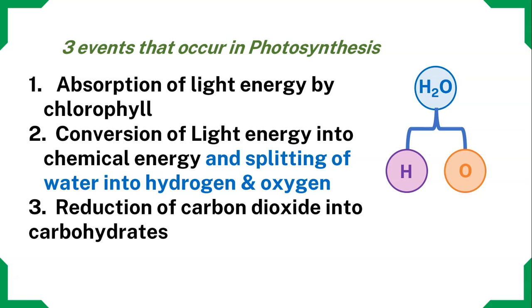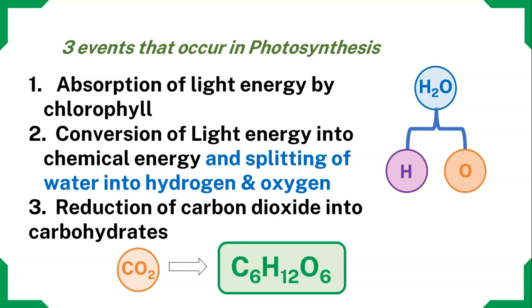The third event that occurs in photosynthesis is the reduction of carbon dioxide into carbohydrates. Reduction is basically the gaining of electrons, and carbon dioxide does this, and it combines with the hydrogen, and they turn into carbohydrates, which, as we know, is energy for the plant. The carbohydrate that's formed is glucose, which is C6H12O6.